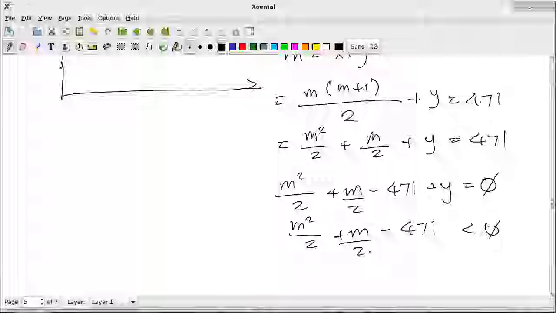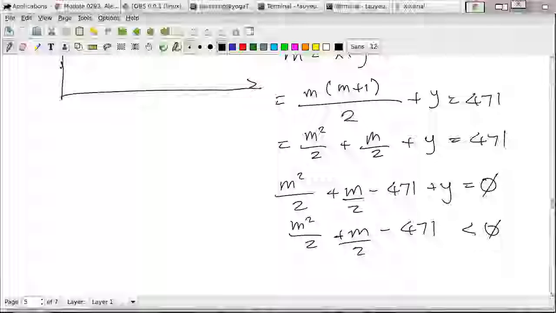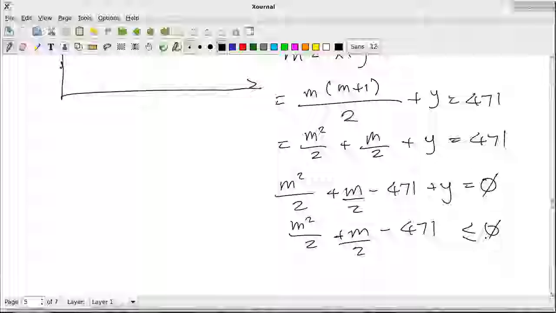But can I go from here to here? Less than or equal to, because y can be 0. Is that okay? So I turn an equality into an inequality, but at the same time, I lost that troublesome y. Is that okay?